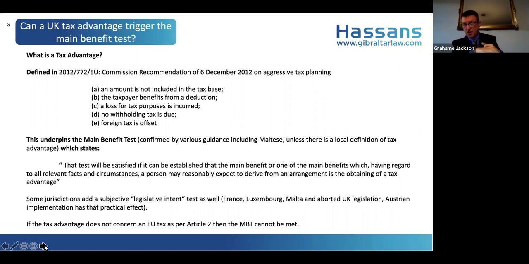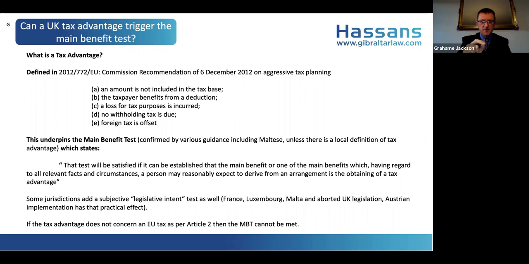And that is that either an amount is not included in the tax base, the taxpayer benefits from a deduction, a loss for tax purposes is incurred, no withholding tax is due, or foreign tax is offset. So this definition is the foundation upon which the main benefit test is built. And that is confirmed in various pieces of guidance, including the brand new, hot off the presses Maltese guidance that came out about 5 or 6 days ago.